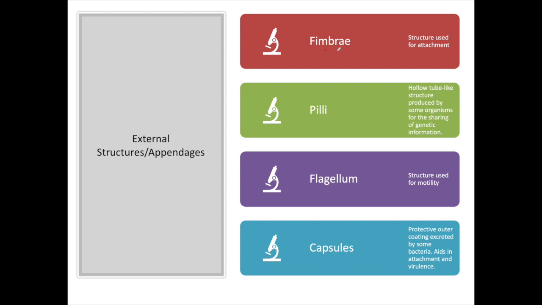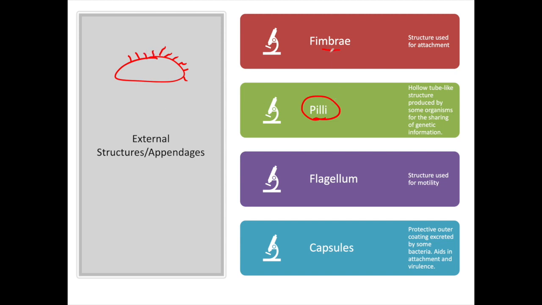The first are the Fimbrae and the pili. Fimbrae and pili are both used for attachment, but pili has a secondary function. So Fimbrae are these long tubes. So here I have my bacteria cell. These look like cilia, but bacteria do not have cilia. They just have these hair-like structures that are sticky, and they use these structures to stick to surfaces, to attach to things. And this becomes important in things like biofilm formation and pathogenicity.